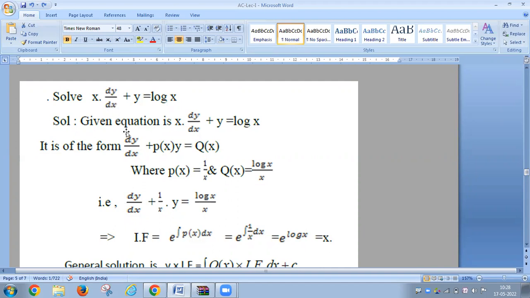So we can write this in the form dy by dx plus p into y equal to q. If you divide this equation with x, you will get dy by dx plus y by x equal to log x by x. So if you observe, this equation is in the form dy by dx plus p into y equal to q. The given differential equation is of the form dy by dx plus p into y equal to q.